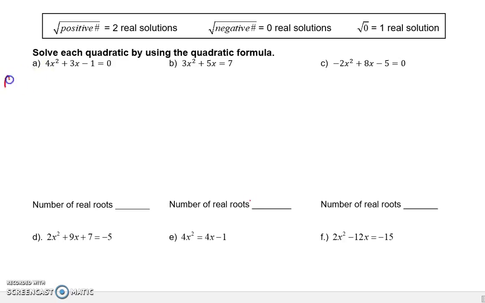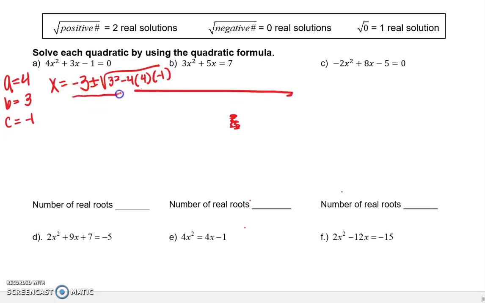So number 4, a is 4, b is 3, and c is negative 1. x equals negative b plus or minus the square root of b squared, which is 3 squared, minus 4 times a times c, all over 2a, which is 2 times 4. Okay, from this point, you're going to get your calculators out, and you're going to put the square root in, and then type in exactly what you see.